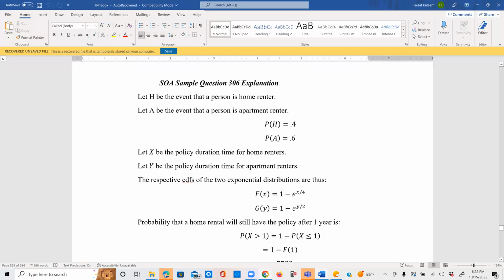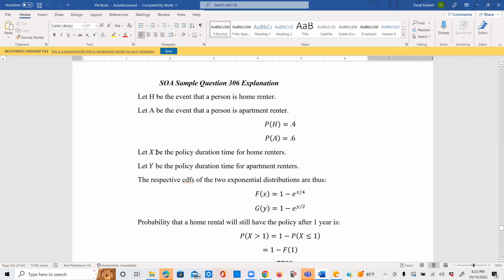year of purchase. So let H be the event that a person is a home renter, A be the event that the person is an apartment renter. We are given that P of H is 0.4, P of A is 0.6. So the next thing is policy duration. Let X be the policy duration time for home renters and Y be the policy duration time for apartment renters. And we are told that these times are exponentially distributed.